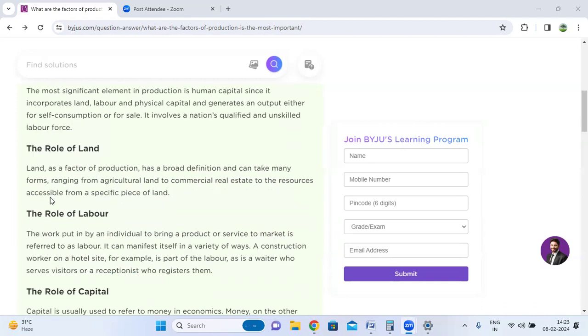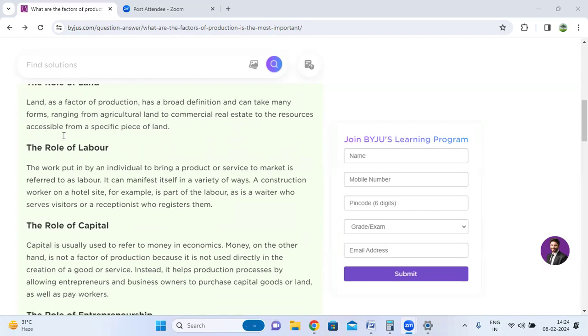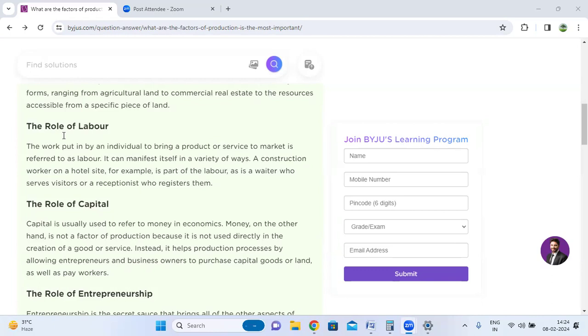Now let us discuss the role of land. Land as a factor of production is also one of the factors of production. It has a broad definition and it can take many forms, ranging from agricultural land to commercial real estate to the resources accessible from the specific piece of land.